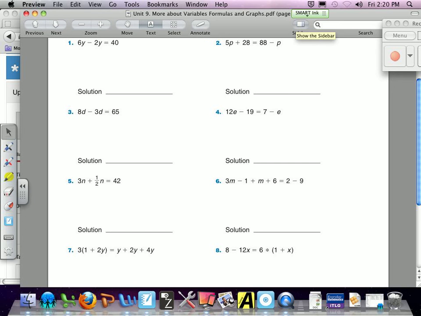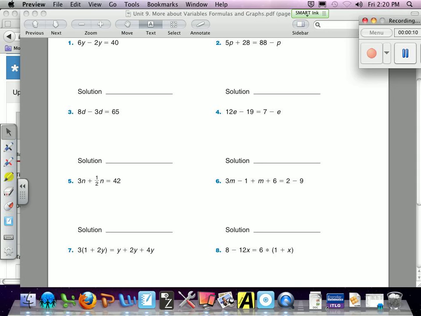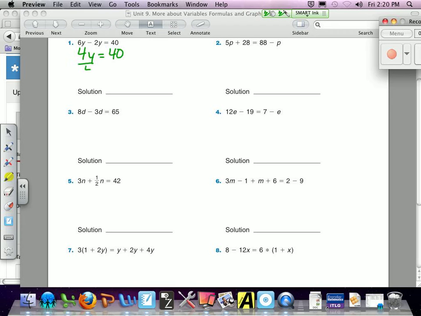First we're going to simplify the equations, then we are going to solve. So for this first one, I just combine the like terms on the left-hand side, get 4y equals 40. So then I can divide by 4 on each side. y equals 10.